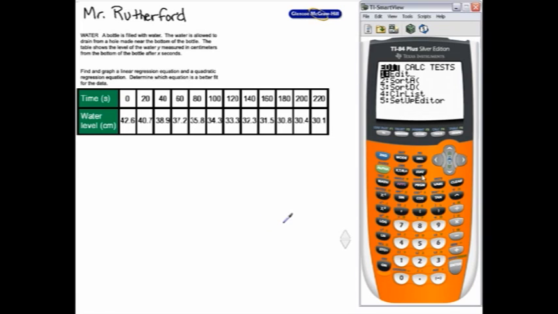So here we'll hit the Stat button, and then we'll hit Enter for the edit. And for the L1, I'm going to enter all the times in seconds. So we have 0 seconds, and after each one, I'm going to hit Enter. So then we have 20, then 40, then 60, then 80, followed by 100, then 120.